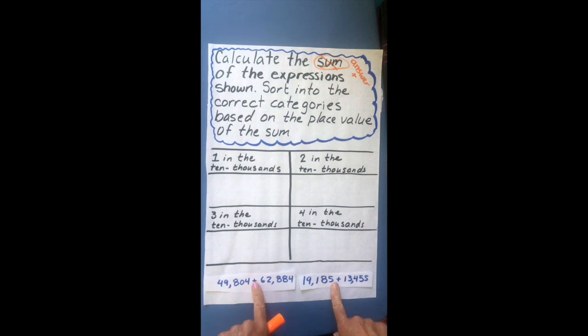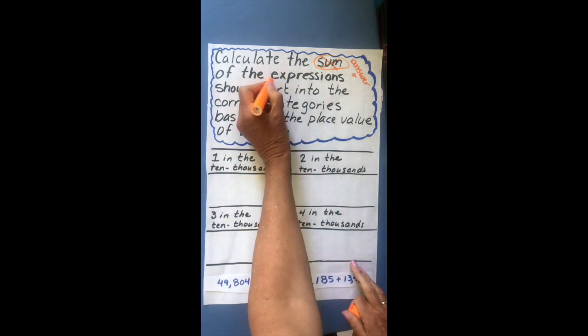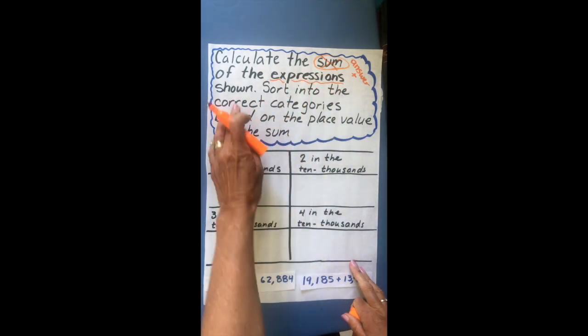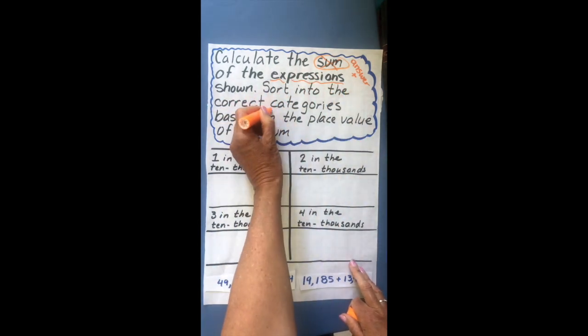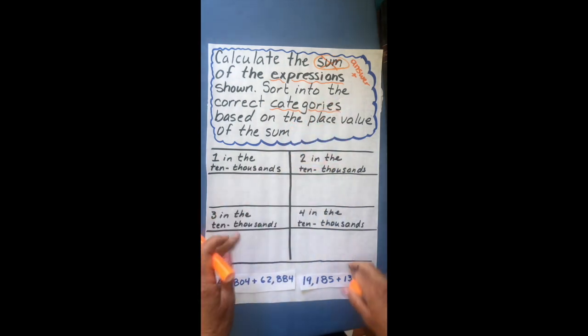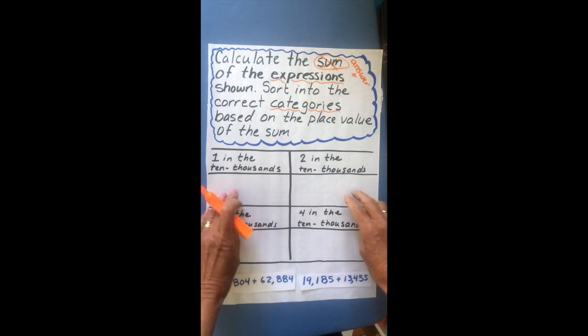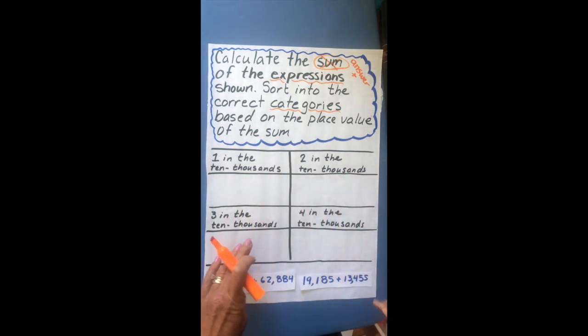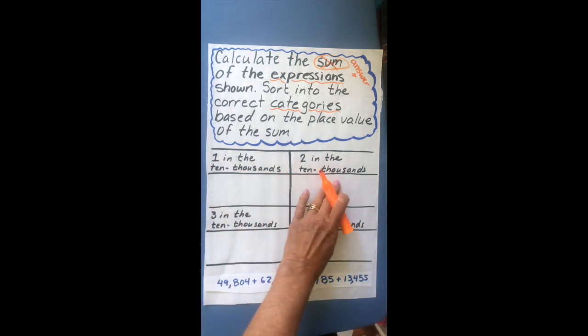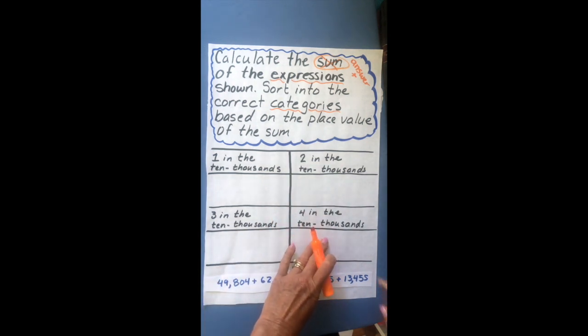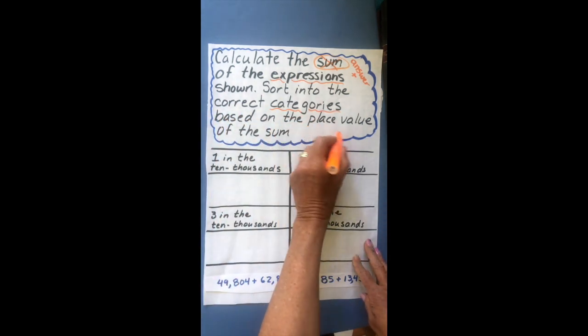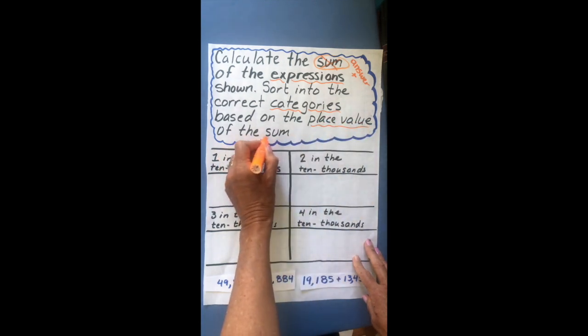Expression, they're down here. An expression is just something that doesn't have an equal sign. So I have two expressions here. Okay, so we've gone over expression. Okay, sort into the correct categories. Again, this word might freak you out, but it's just into the correct columns and rows. So all you have to do is, are you going to put it in this category, this category, this category, or this category, based on the place value of the sum.